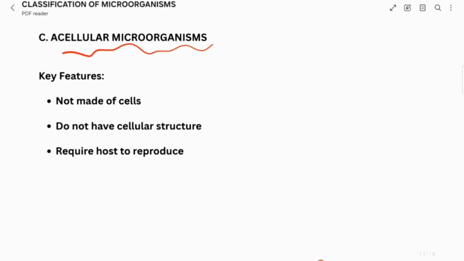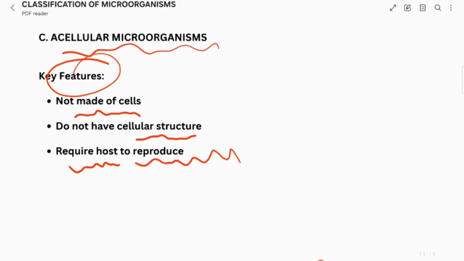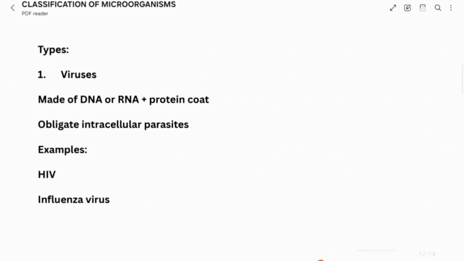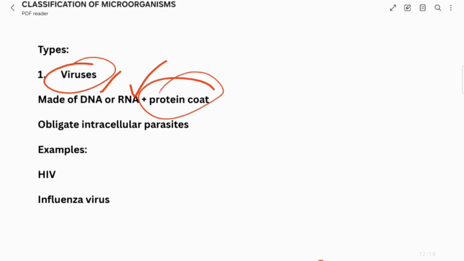So acellular microorganisms. The key features are that they do not contain a complete cell, only a part of the cellular structure. They require a host for reproduction. Independently they cannot survive; they always require a host for survival. Types, for example viruses. Viruses are made up of either DNA or RNA with a protein coat. Examples: HIV and influenza virus.